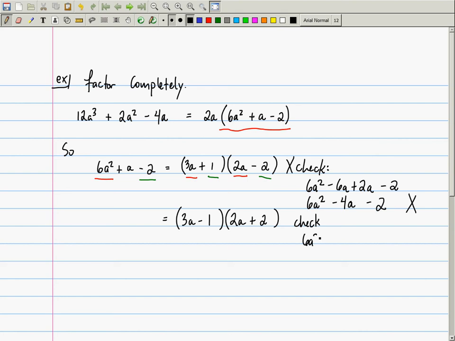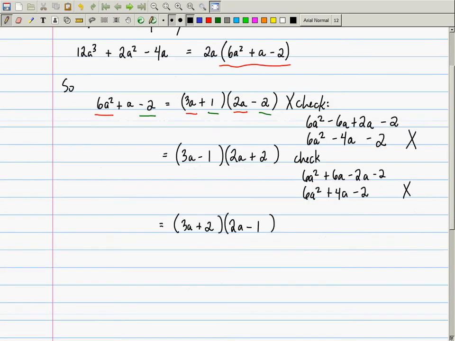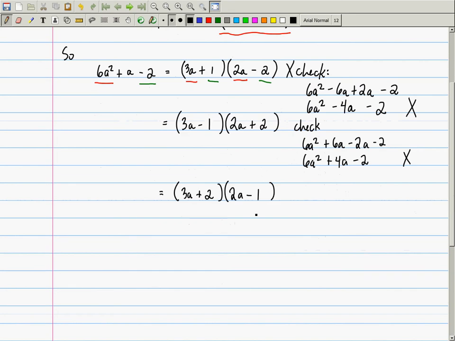Okay, so if we were to do that, it would be, let's see, 6a squared plus 6a minus 2a minus 2. So that would be 6a squared plus 4a minus 2. Is that what we needed? No, that's not it. Okay, so we must be getting close. So it wasn't that one. So which one is it? Plus 2 minus 1. So is that it? So how can we verify if that's it? Multiply it out, right? Okay, good.